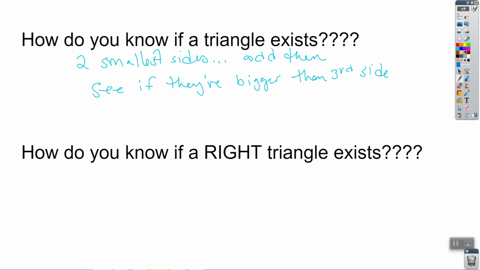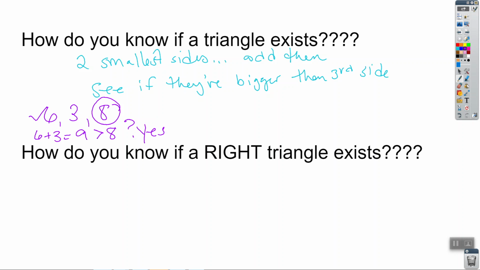So let's look at a few of these. Step 1, 6, 3, and 8. What is my largest side? 8. So I'm going to take 6 and 3 and add them together. I get 9. Is 9 bigger than 8? Yes. So yes, there's a triangle formed.